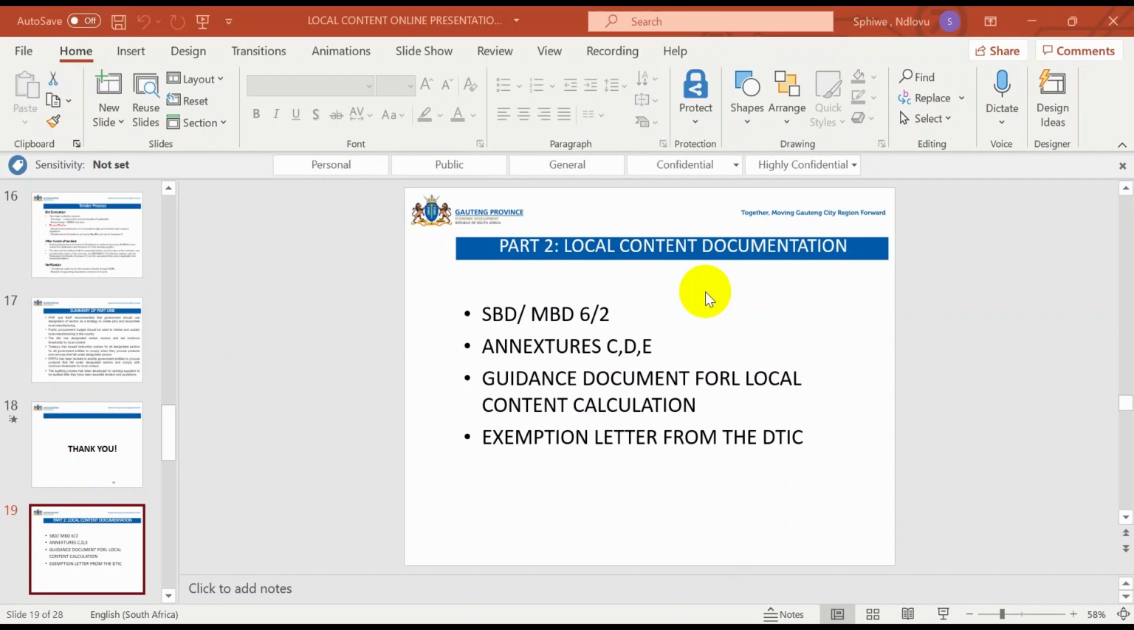Kindly brace yourself for a 1 hour long session as we will be going through the local content documentation. You will note as we go through the documentation that it is a very, very tedious job. However, it is important for us to do that because it actually shows us, as South Africa and as government, what we have in terms of manufacturing in the country.